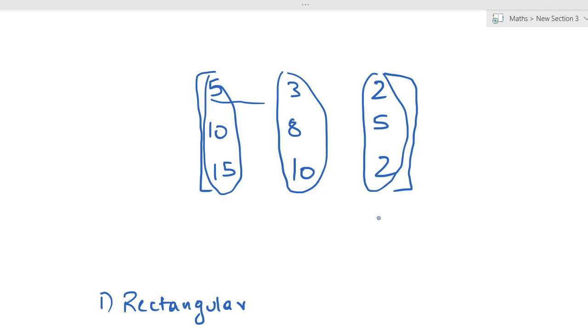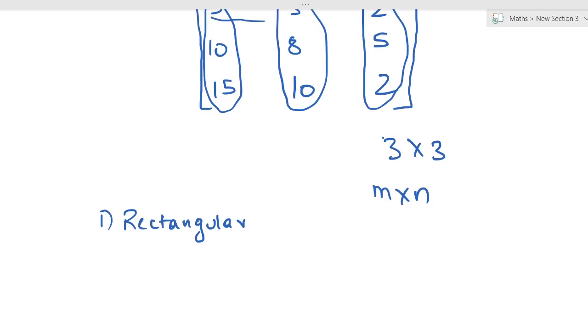So this matrix has 3 rows and 3 columns. It is denoted as a 3 by 3 matrix. So generally a matrix is denoted as an m by n matrix. It means the matrix has m rows and n columns. Now we'll discuss the different types of matrix.